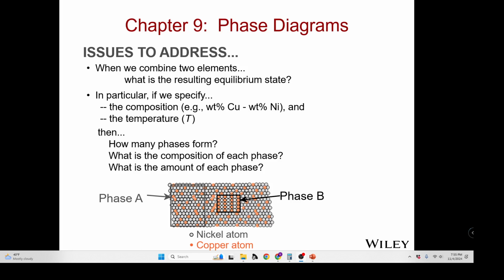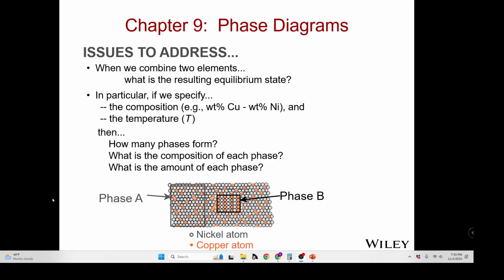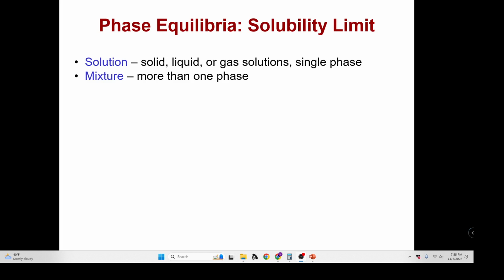We're going to spend a lot of time in the iron phase diagram. We want to understand what changes as a function of temperature, how many phases form, what is the composition of each phase, and what's the amount of each phase that's present. So in the case here, where we have copper and nickel together, phase A and phase B are very different in terms of their ratios, their composition, as well as their actual crystalline structure and how all of that works.